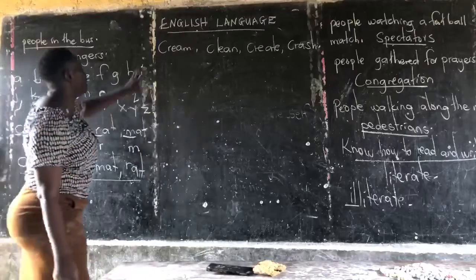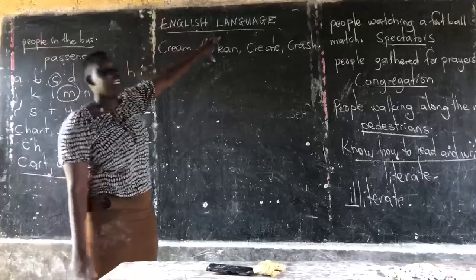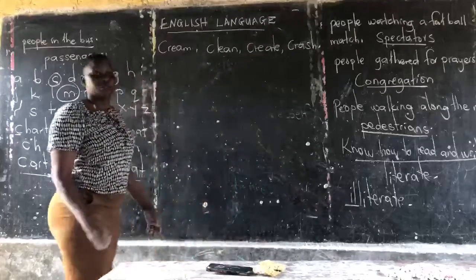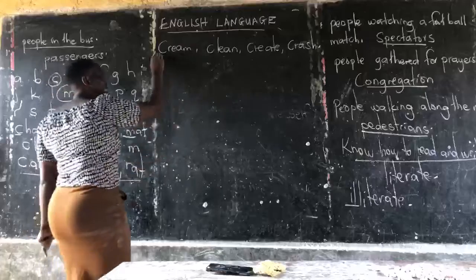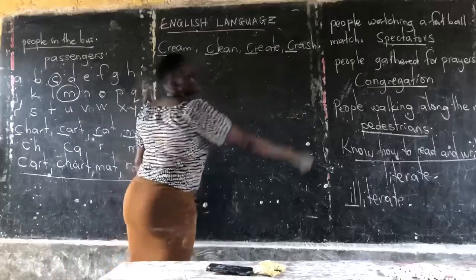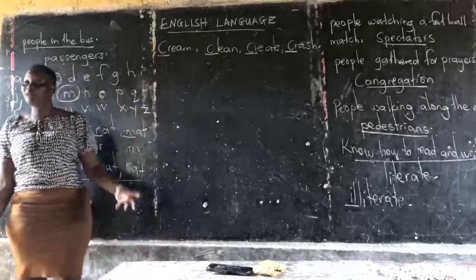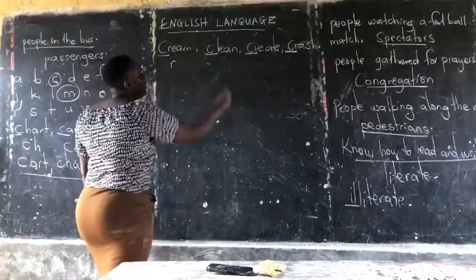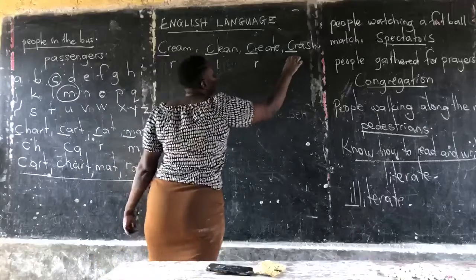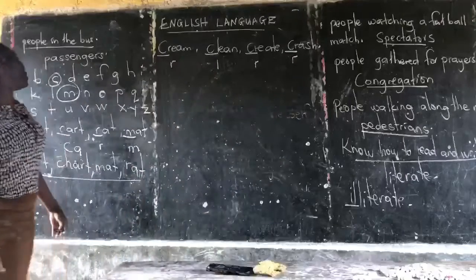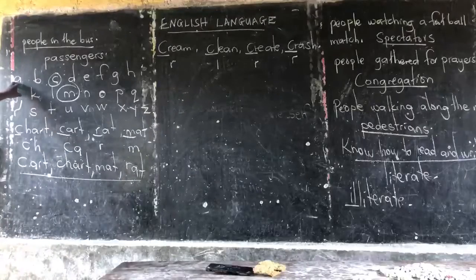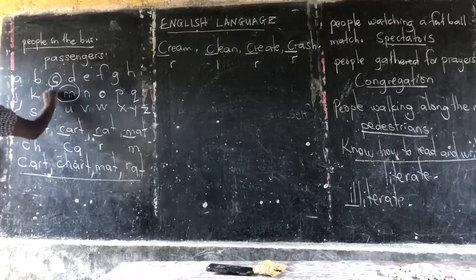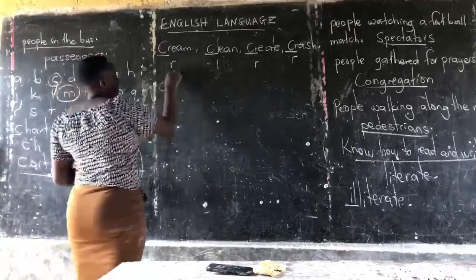Words like we are given: cream, clean, create, and crush. When you look at our words, the first letters are the same. So what are we supposed to do? We go for the second letter. We are having R, L, R, and R. Let us go to our alphabet. Which letter comes first? That is L, and the word is clean.